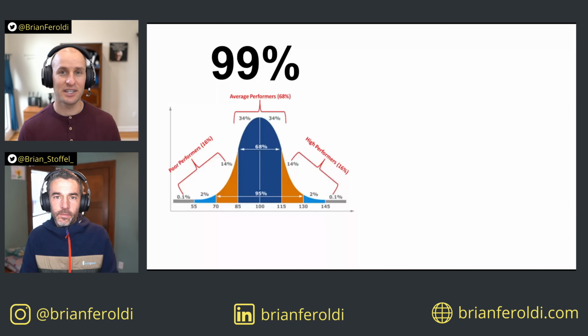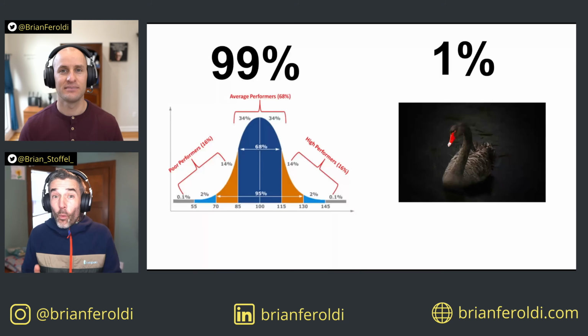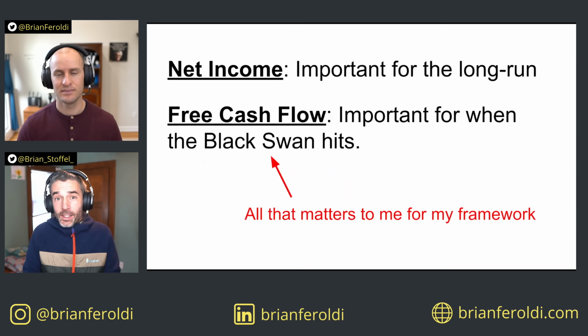So 99% of the time, we live in a predictable world where we can count on things like net income. But 1% of the time, we live in an unpredictable world that's governed by black swans. And when those events hit, it's good to have cash on hand. That's why it's important to look at both things. Net income does give you a good picture for how a company is being built for the long run, but free cash flow is important for when black swans hit, and that's why it's all that matters for my framework.